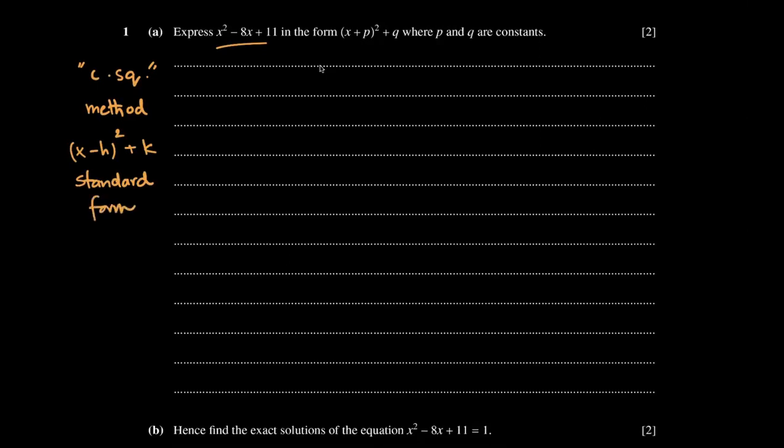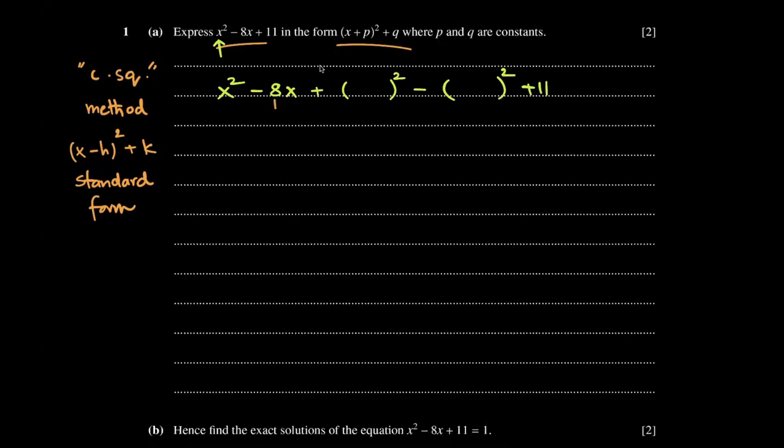Now, they have given it as such. It's exactly the same thing, except when we are dealing with the turning point, this is the standard form that we use and not this. So let's get started. The very first thing is, make sure the coefficient of x square is 1, which is already 1. x square minus 8x plus bracket square minus bracket square plus 11.